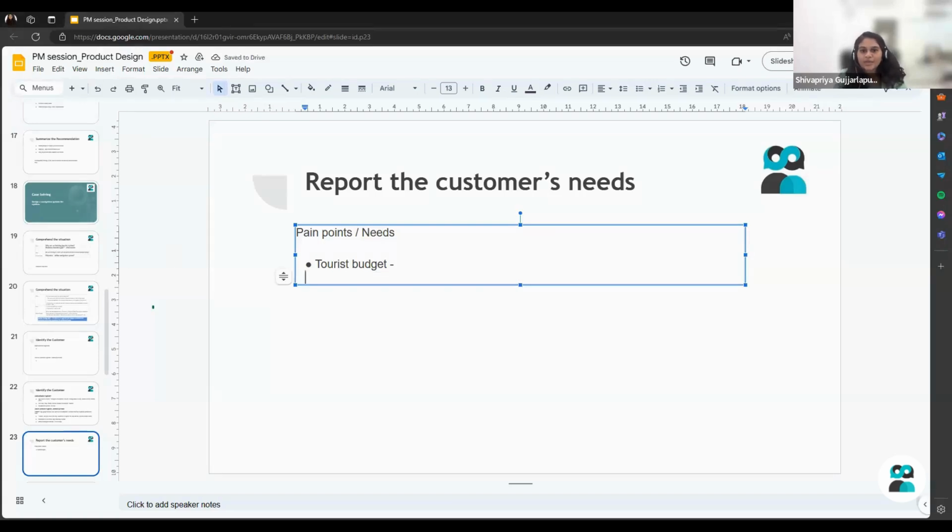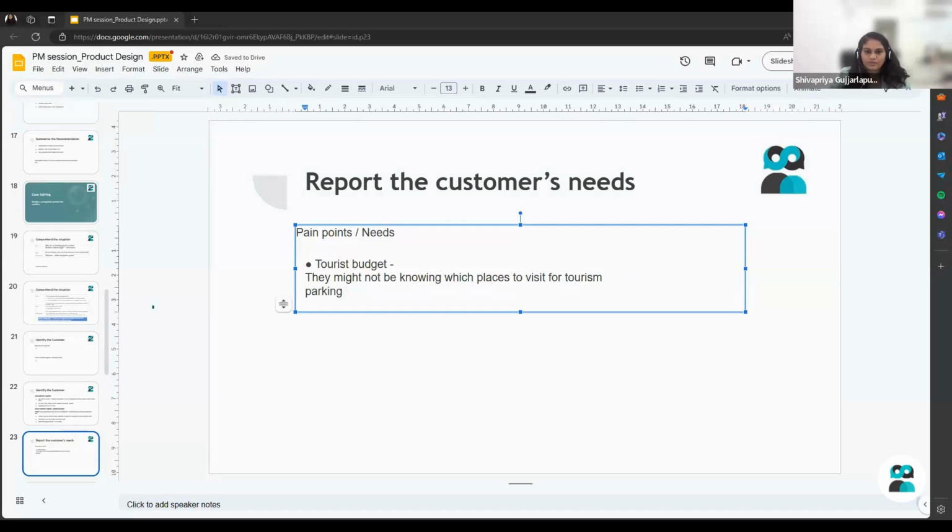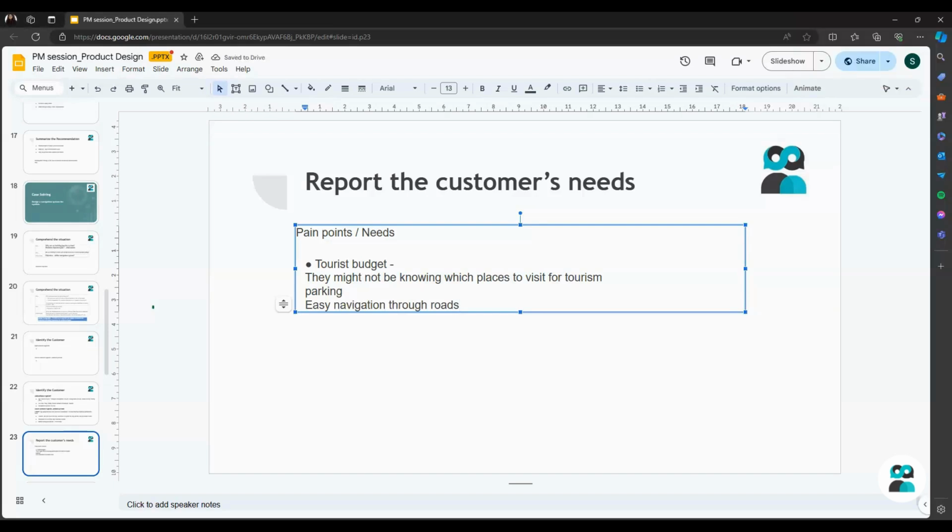They might not know which places to visit for tourism. Great. So basically, some sort of help with respect to parking. That's a great point because when we are new to a city, we don't know navigation through the routes. That's a good answer too. I think finding the efficient route.